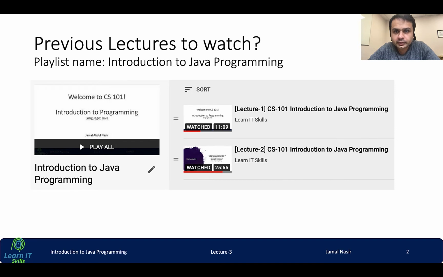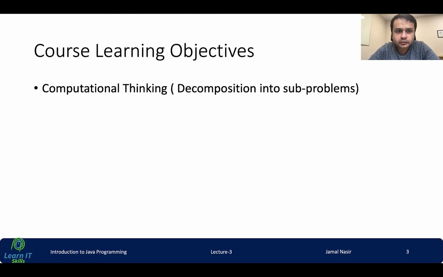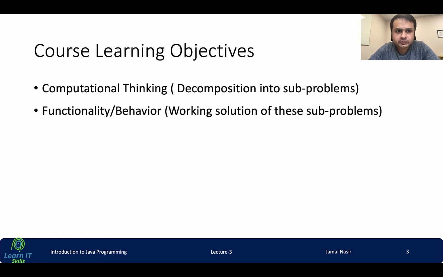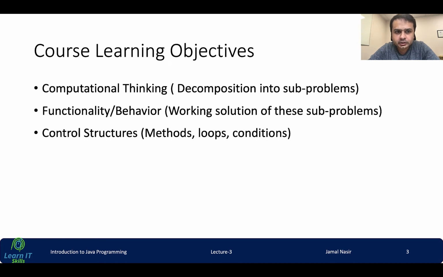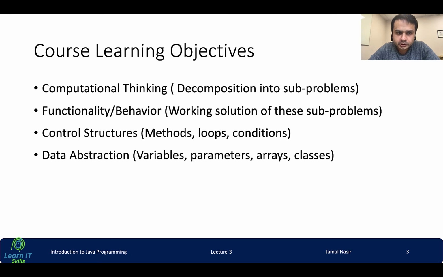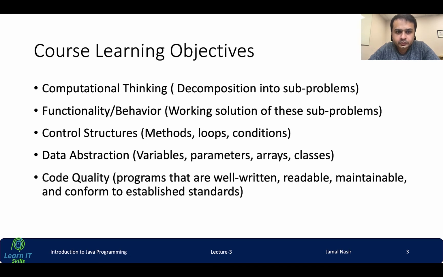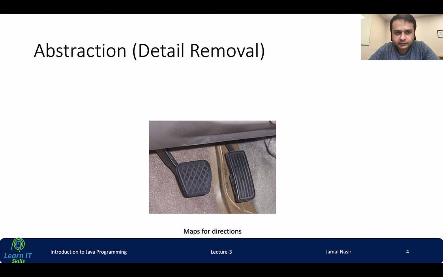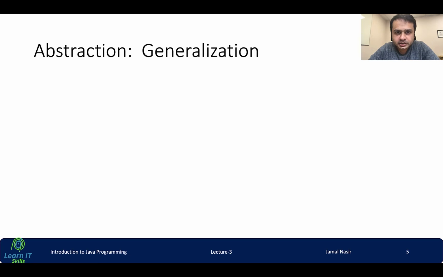Hopefully you have already watched Lecture 1 and Lecture 2. If not, I would say go back to the playlist Introduction to Programming and do watch Lecture 1 and Lecture 2 of this course. In this course we are talking about computational thinking, functionality, behavior, control structures, data abstraction, and code quality. In the previous class, we discussed abstraction, which is detail removal and generalization.